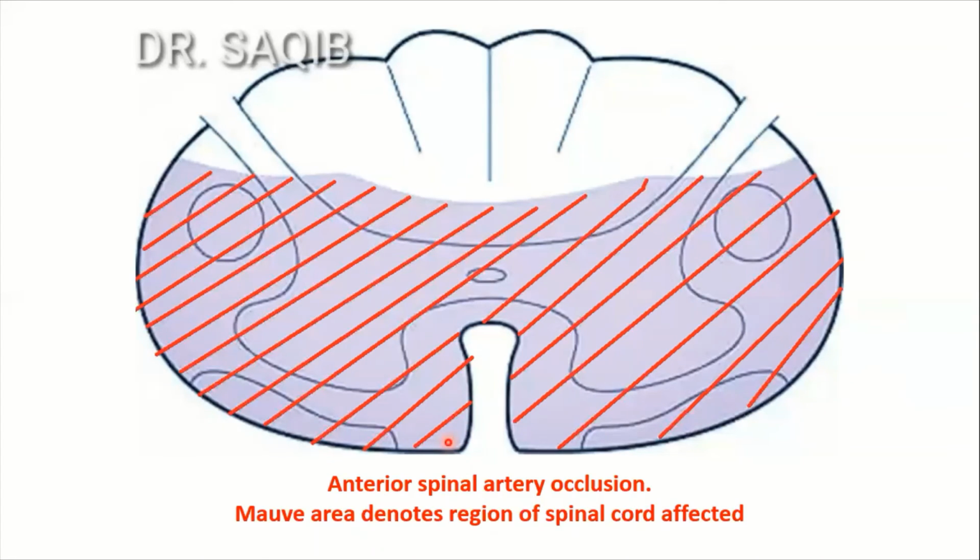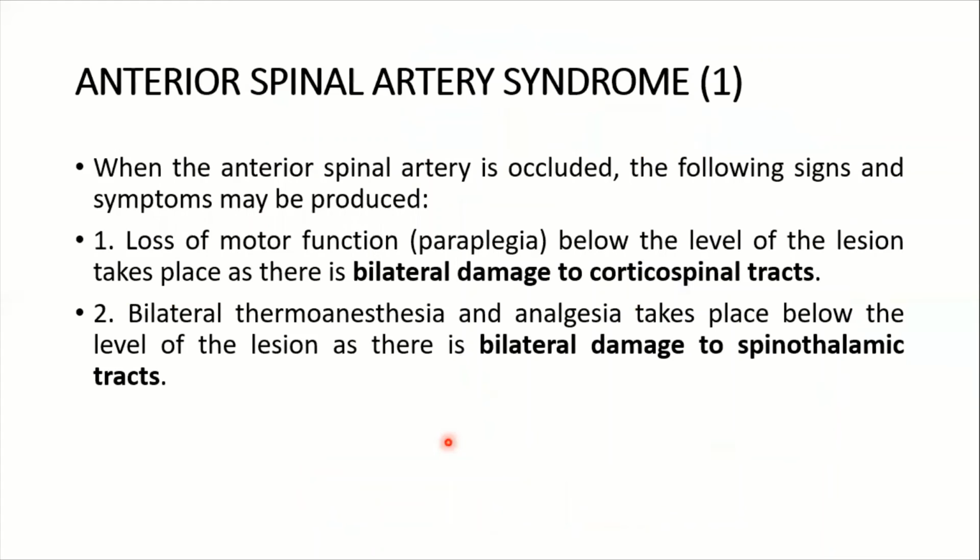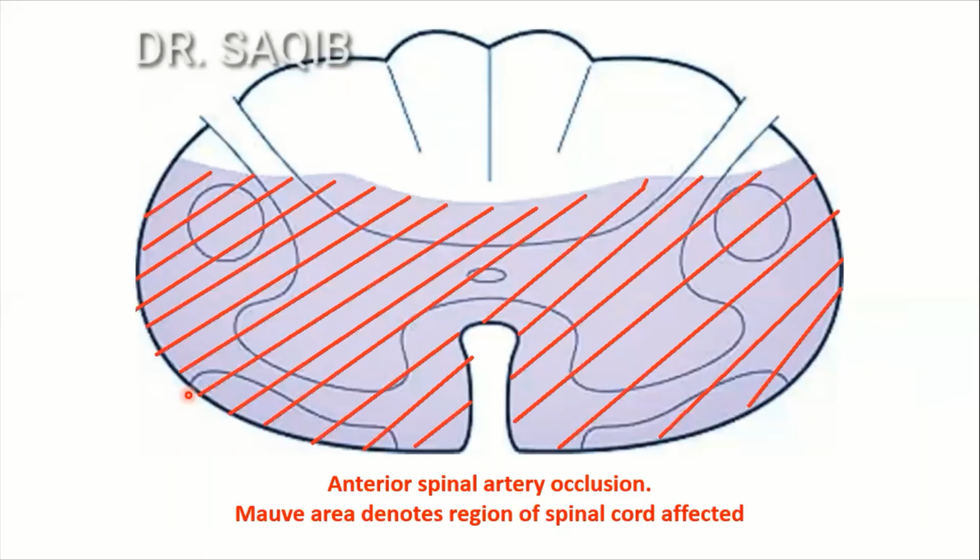I have showed you already these beautiful diagrams in the discussion of the spinal cord. 15 lectures in whole; this would be the 16th related to the spinal cord. So bilateral thermoanesthesia and analgesia take place below the level of the lesion as there is bilateral damage to the spinothalamic tracts, right? Here, this is the spinothalamic tract. This is the anterior, and it will be the lateral.